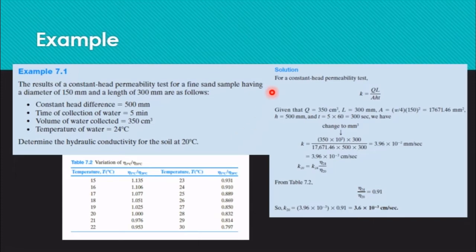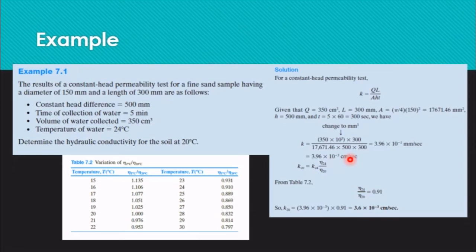I'm recording. So, for the solution, for the constant head permeability test, this is the formula, then the givens, then convert, apply the formula, and we get the hydraulic conductivity at 24 degrees Celsius is 3.96 times 10 to the negative 3 cm per second.